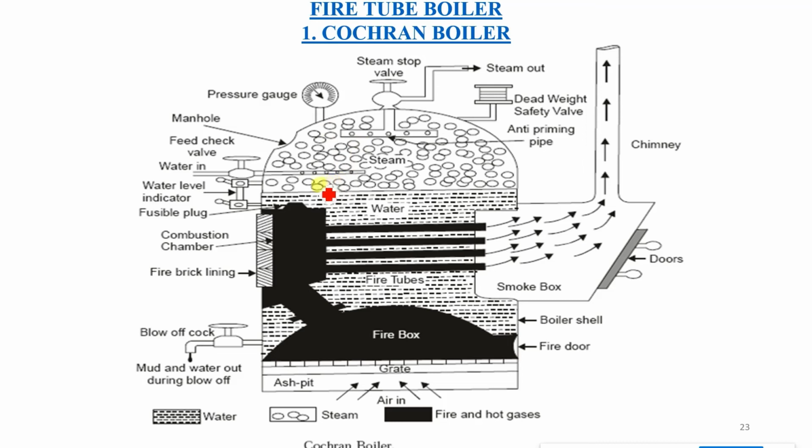Now when steam is formed at a particular pressure and temperature, then steam is supplied to the application area with the help of the steam stop valve. Now the steam stop valve is connected here with the anti-priming pipe.